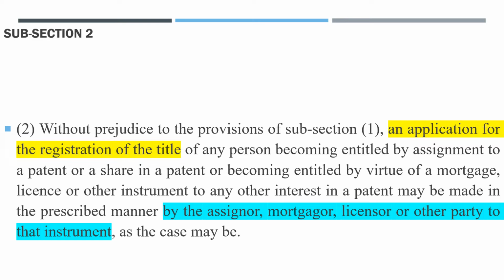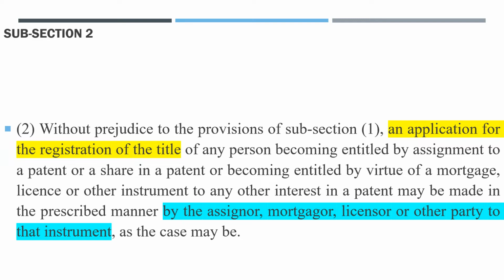Subsection 2 says, without prejudice to the provisions of subsection 1, an application for the registration of the title of any person becoming entitled by assignment to a patent or a share in a patent, or becoming entitled by virtue of a mortgage, license or other instrument to any other interest in a patent, may be made in the prescribed manner by the assignor, mortgagor, licensor or other party to that instrument, as the case may be.